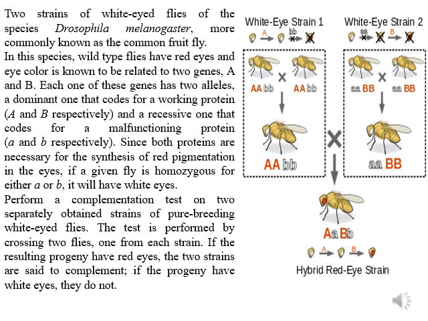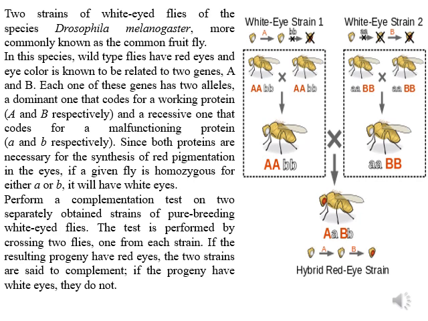A dominant one which codes for the working protein, that is capital A, and the recessive one which is coding for a malfunctioning protein, so that is represented as small a and small b. Since both the proteins are necessary for the synthesis of the red pigmentation in the eyes, strain 1 and strain 2 are homozygous, having a recessive mutation, so they are producing white eyes.